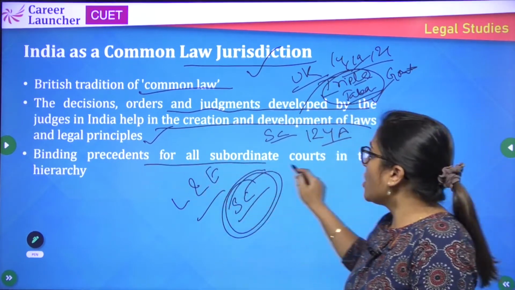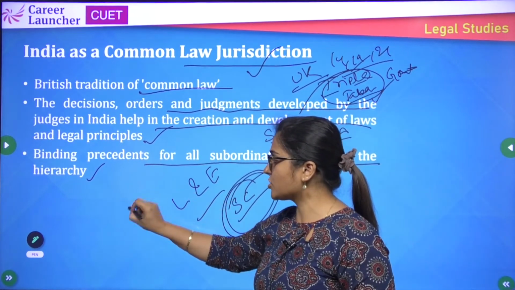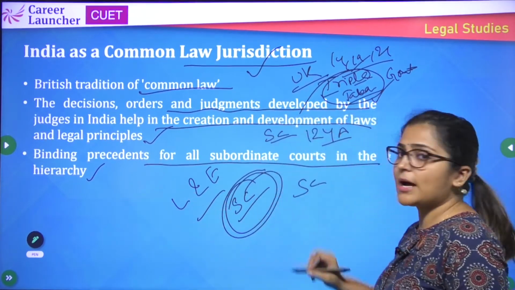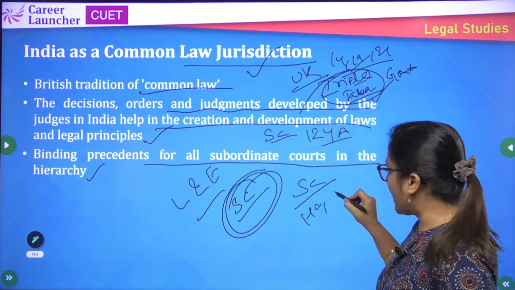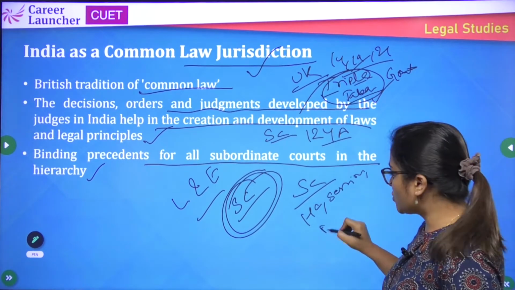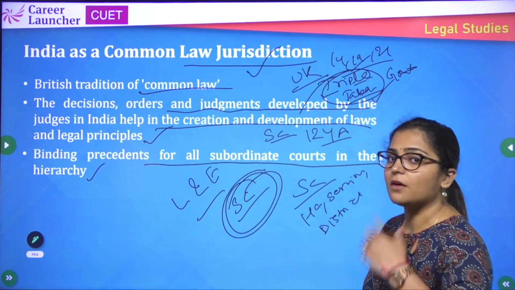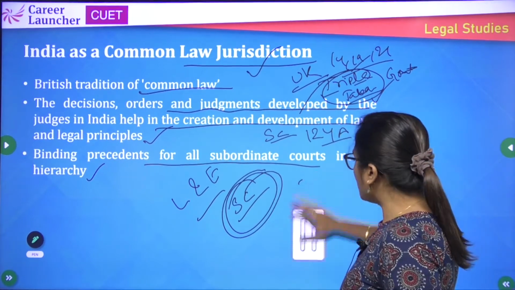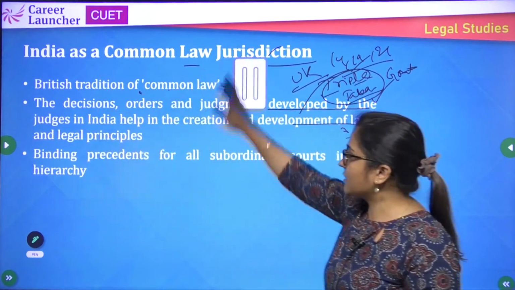Binding precedent for all subordinate courts in the hierarchy. If the Supreme Court has passed a judgment, that would be binding on the High Court, on the Sessions Court, and on the District Court. So every court is bound by the judgment of the court above it in the hierarchy. And also, every judgment works as a precedent.